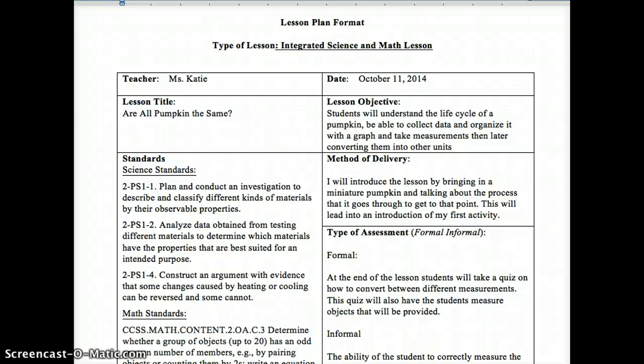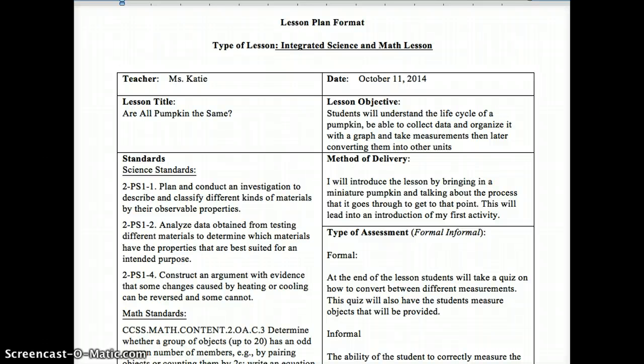Hi, my name is Katie, and this is my integrated science and math lesson plan. This is for a second grade class, and I wanted to center it around the theme of pumpkins because Halloween is coming up and students do see pumpkins all over, so I wanted to bring that into the classroom.